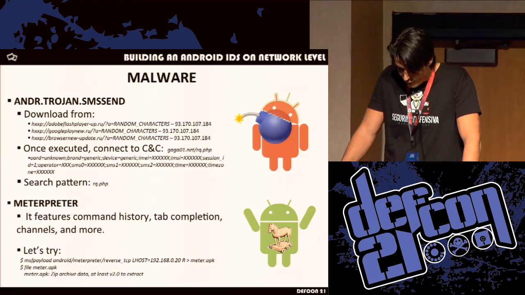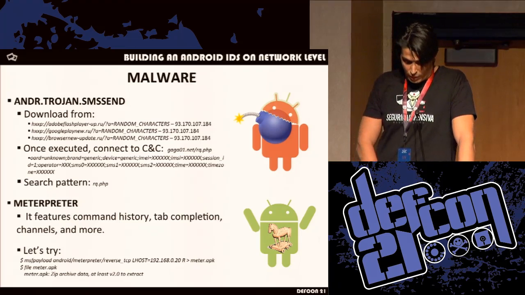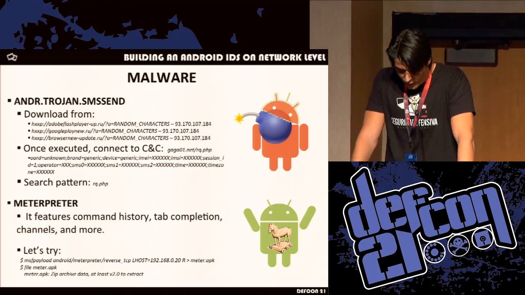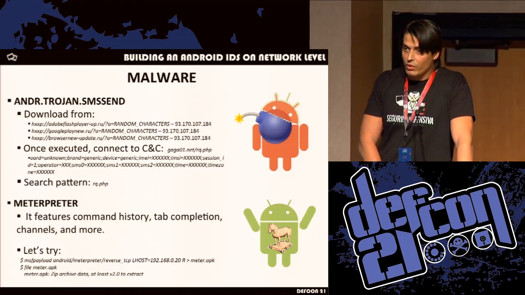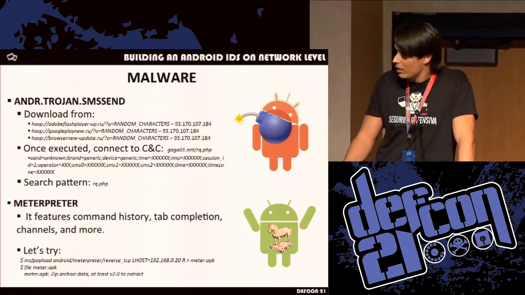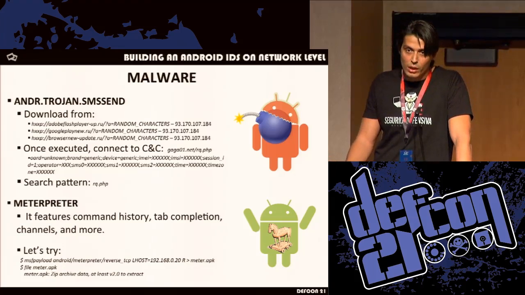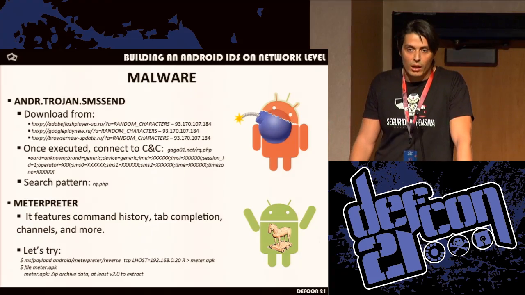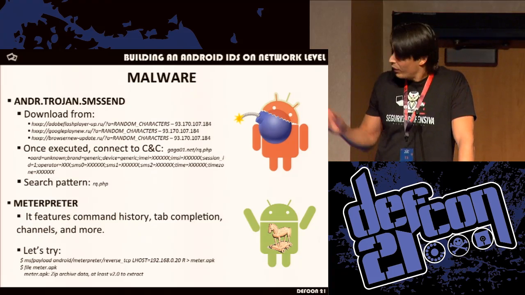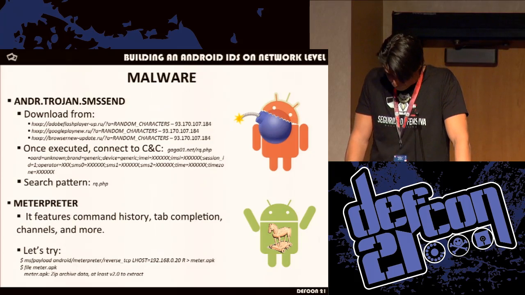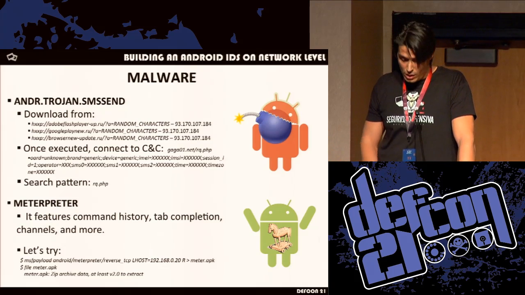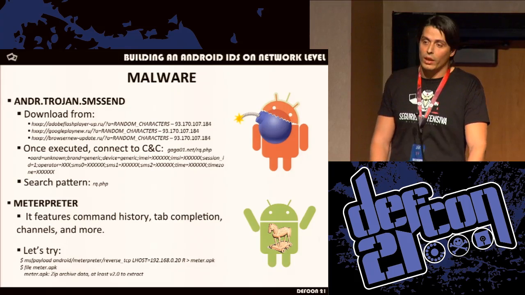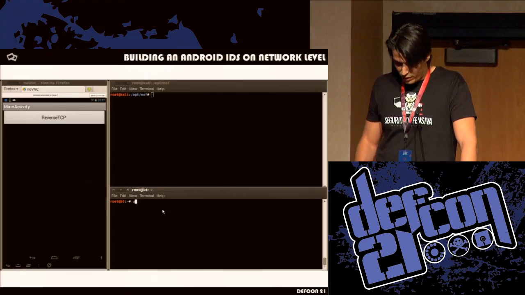On the other side, we have the Meterpreter. Meterpreter, I think you know, is an extensible payload for Metasploit. It communicates over a stager socket, and it has some features like command history, tab completion, some channels, some modules. So now there is an Android version. What I have done is create a package for Android, install it inside my own system, and try to detect all the traffic that it's having.